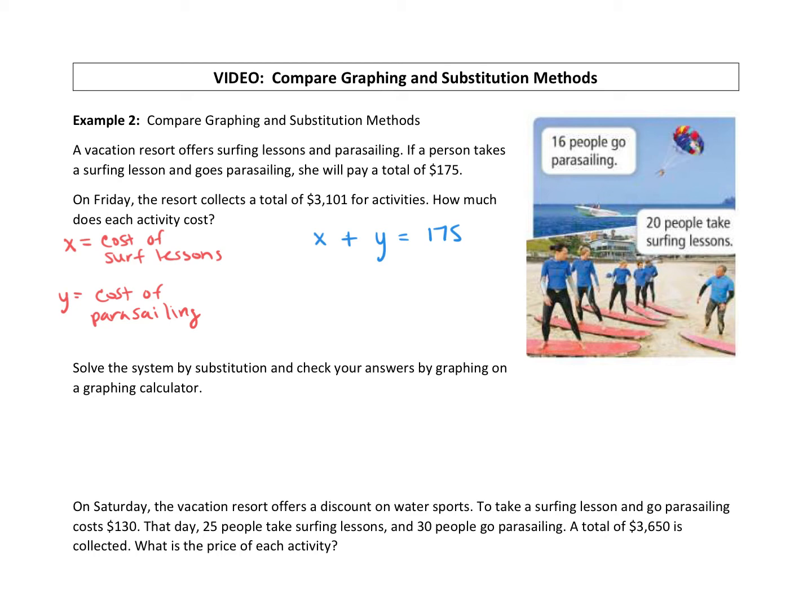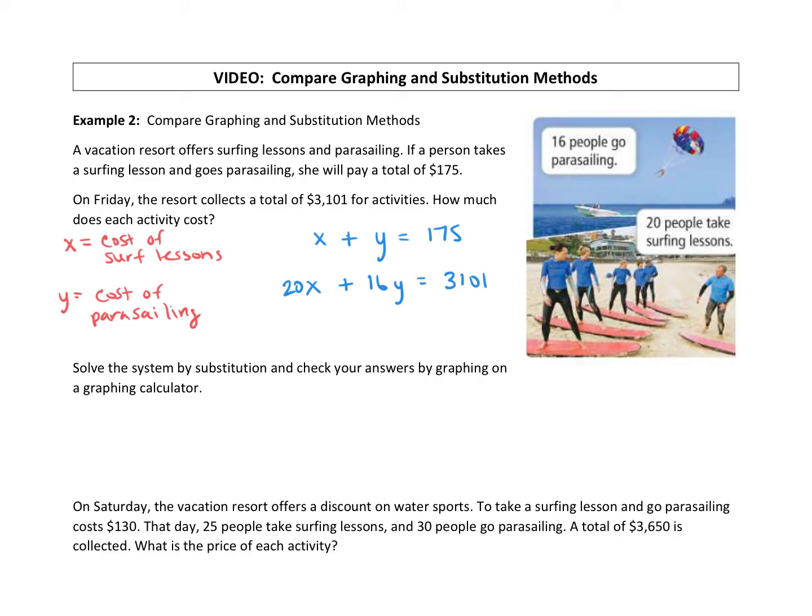We also know that on Friday, the resort collected $3,101 for all the activities. And over here in the picture, we can see how many people did each activity. X is our cost of surf lessons. 20 people went surfing, so 20 people paid the cost of our surf lessons. And then in addition, 16 people paid the cost for the parasailing, and that totaled $3,101. So there's our system of equations. Solve the system by substitution, and then we can check our answer on the graphing calculator.